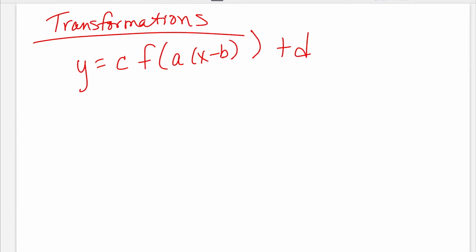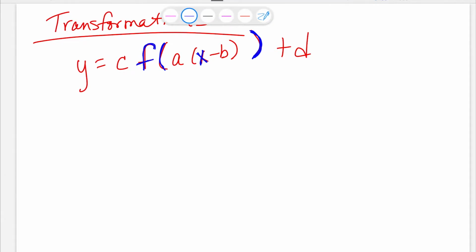All right. Let's talk about what all this stuff is. First of all, this is my f of x function, right? All of the stuff around it are transformations. That f of x, that is my function. A, B, C, and D, those are the transformations. Okay, so let's lay out what we've got going for us here.